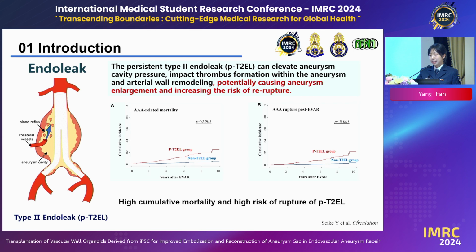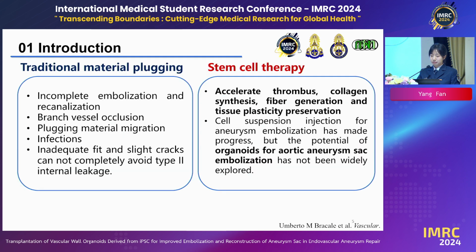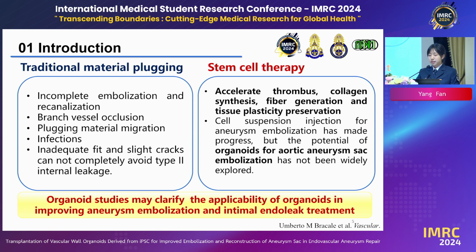The type 2 endoleak is the most common one, caused by collateral artery reflux, and can lead to aneurysm re-enlargement and re-rupture, posing a high risk to patients' health. Traditional methods struggle to effectively seal these leaks, prompting us to explore new directions. Stem cell transplantation is currently regarded as a promising way to treat aneurysms, but hasn't been widely explored, which triggered our research.